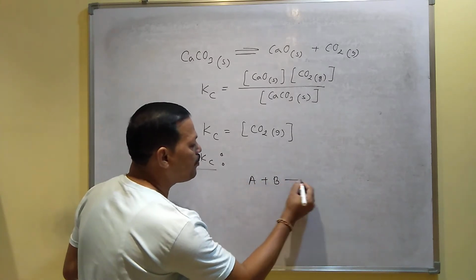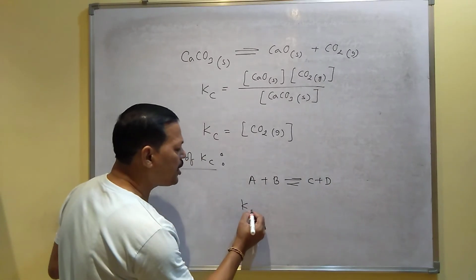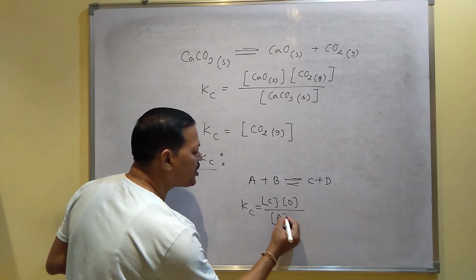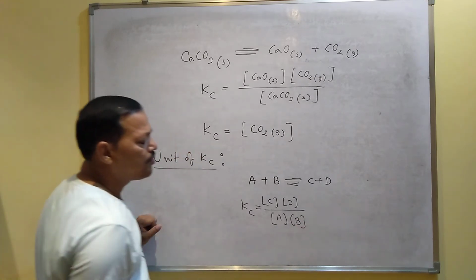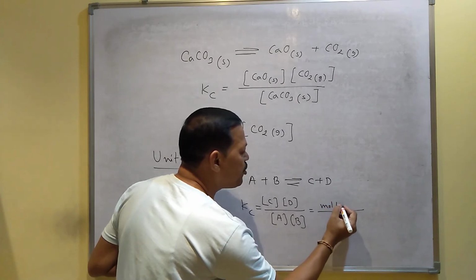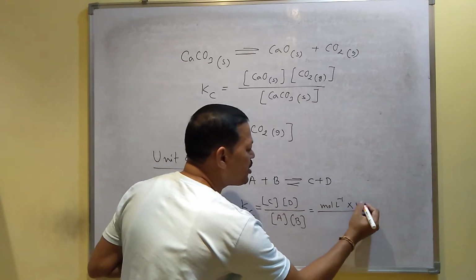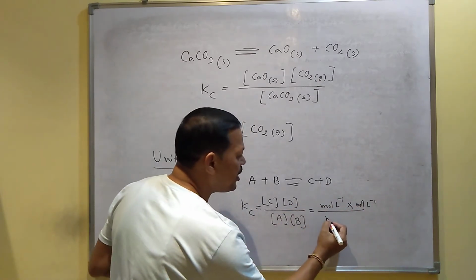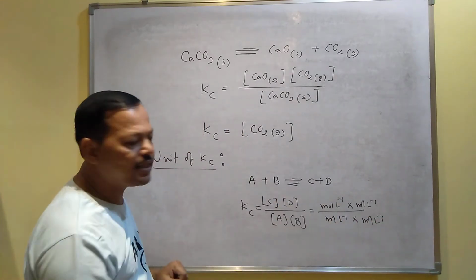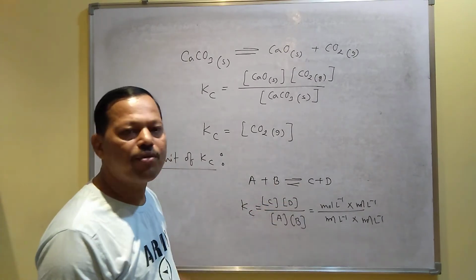Suppose this is your reaction: A plus B gives C plus D. If you want to express Kc, it is the multiplication of the concentrations of products divided by the multiplication of the concentrations of reactants. You know, these are concentrations, and the concentration unit is what? Molarity, mole per liter. So the concentration of C, D, A and B each has the unit mole per liter. Ultimately all will cancel, so there will be no unit of Kc. That is why for this reaction there is no unit of Kc.